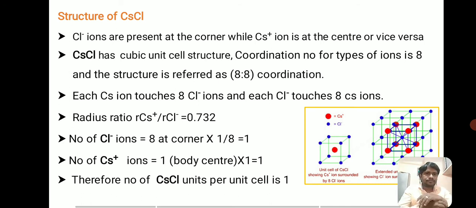Coming to the number of chloride as well as cesium ions, here chloride ions are calculated by 8 at corners into 1/8, so that it will give 1. Similarly, cesium ions are calculated as 1 at the body center into 1. So it also gives 1. Therefore, the number of cesium chloride units per unit cell is 1.